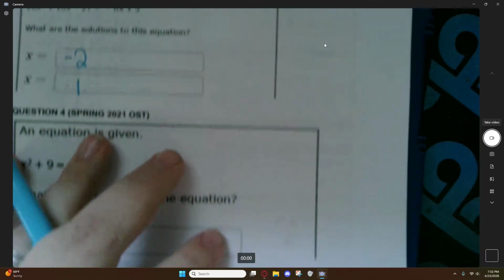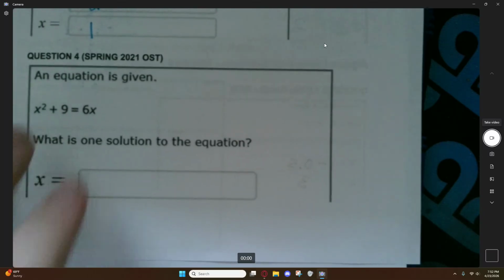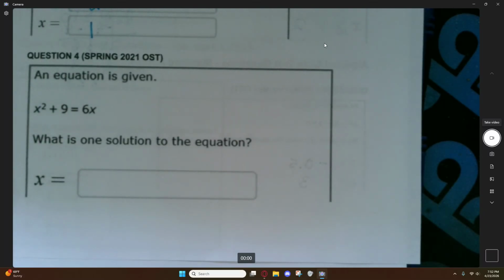Keep it moving. Systems of equations, like I said, can be some of the easiest questions you'll have on the test if you know how to put them into Desmos. An equation is given: x squared plus 9 equals 6x. What is one solution to the equation?